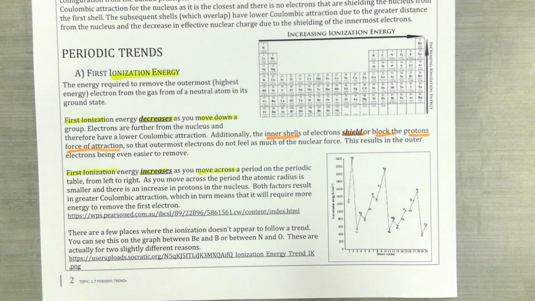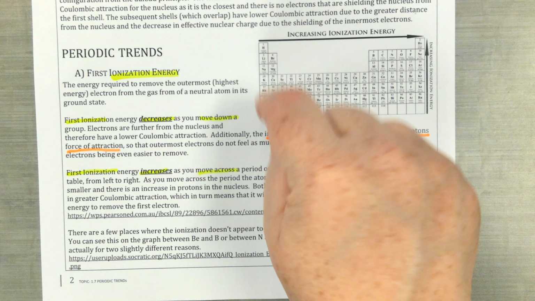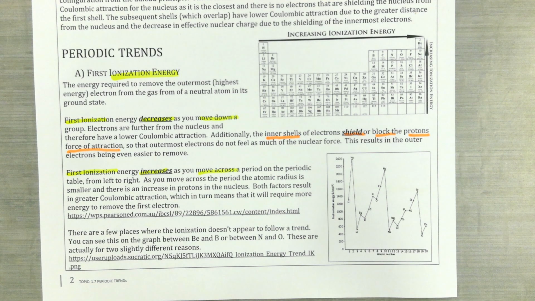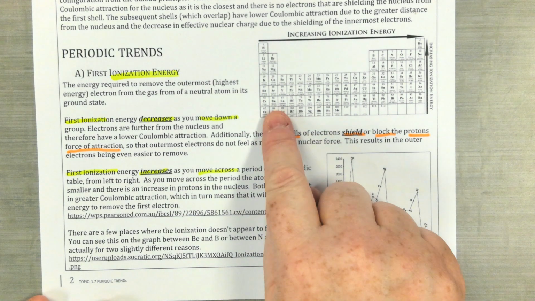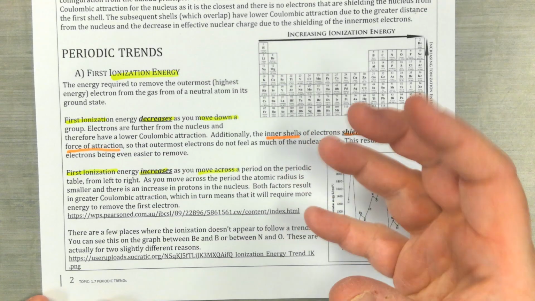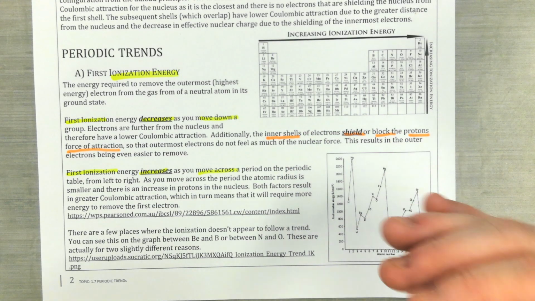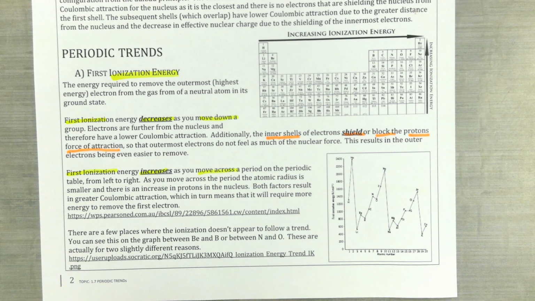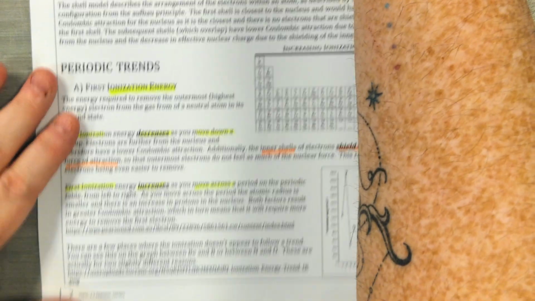That's why the atomic radius increases as you add shells, but also slightly increases because the protons, even though there's a lot down here, you've got these inner electrons shielding and blocking that attraction. That's essentially what shielding is. Okay?